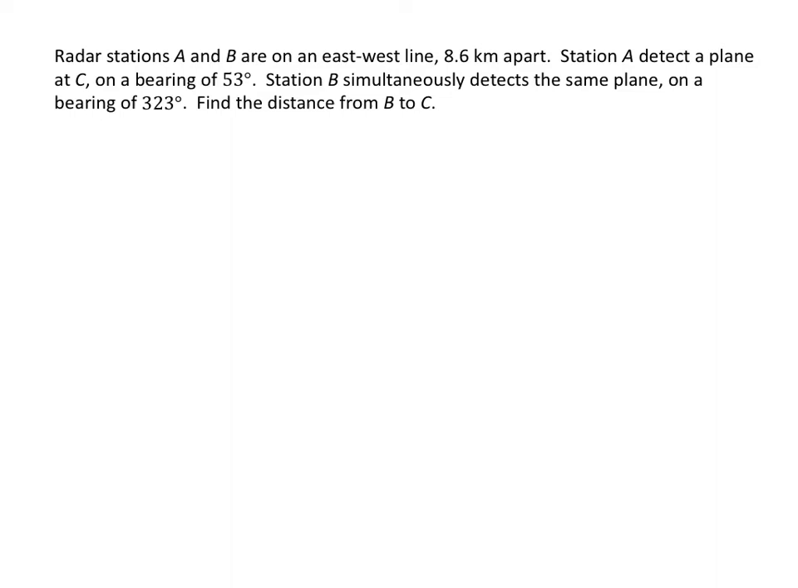So this is our first word problem. We're told that stations A and B are on an east-west line 8.6 kilometers apart. So that's the first thing that we need to pay attention to. If you have an east-west line, it's a horizontal line. So there's A, there's B, and we're told that they are 8.6 kilometers apart.